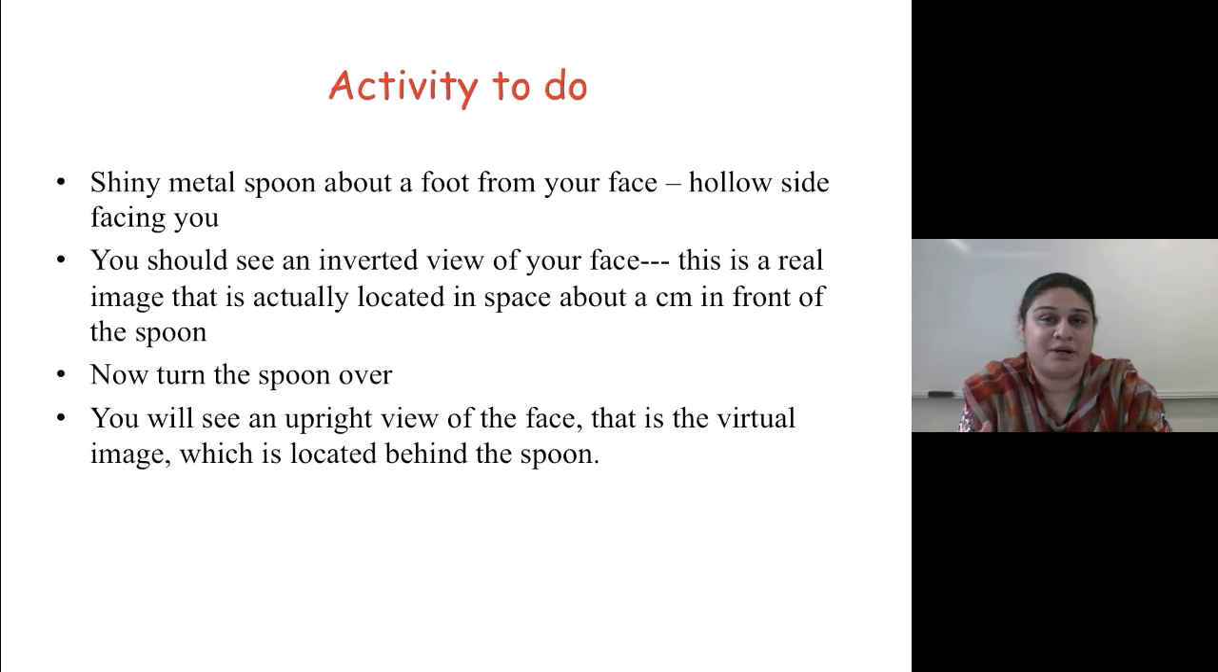Now here's an activity I want you to do at home. Take a metal spoon from the kitchen drawer and hold it about a foot from your face, the hollow side facing you. You should see an inverted view of your face. That will be the real image that is actually located in a space about 1 centimeter in front of the spoon, depending on whether you have a teaspoon or a tablespoon. Now, turn the spoon over. You will now see an upright view of your face. That is the virtual image which is located behind the spoon that you are seeing right now.